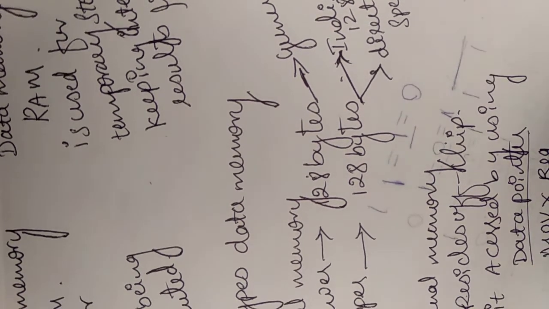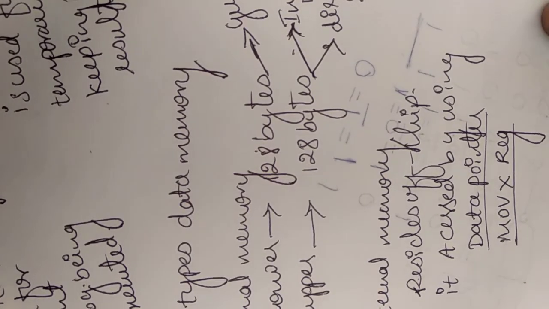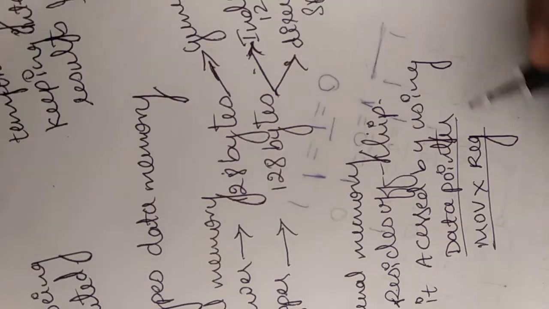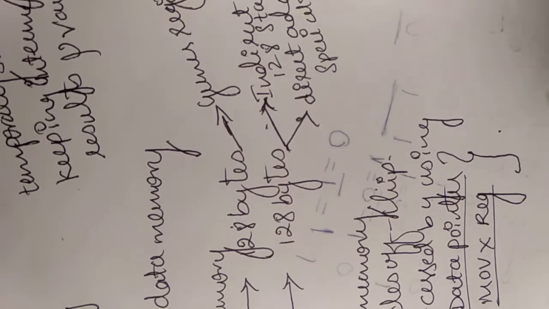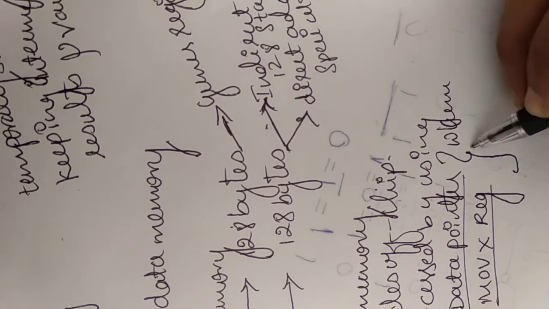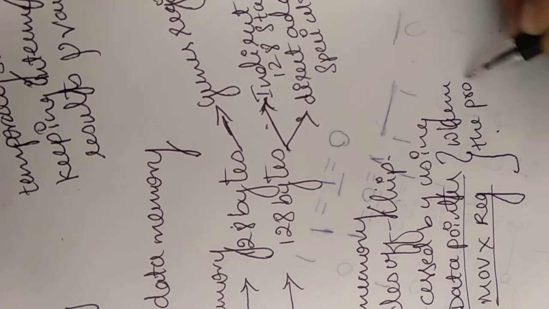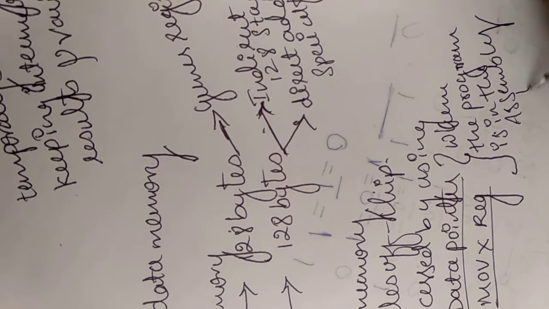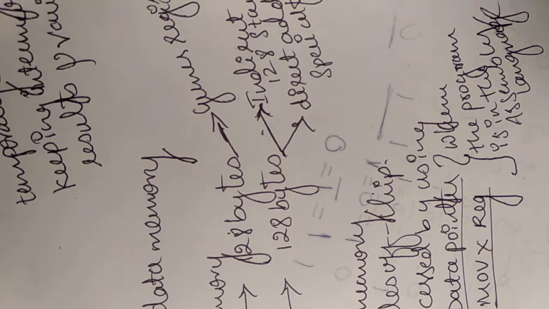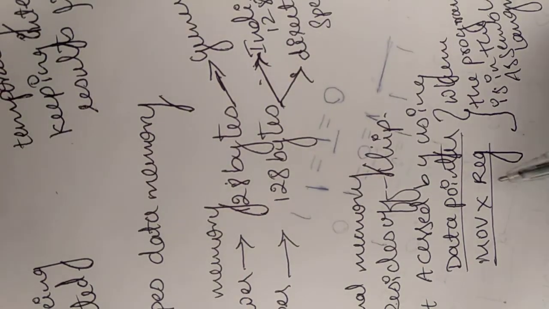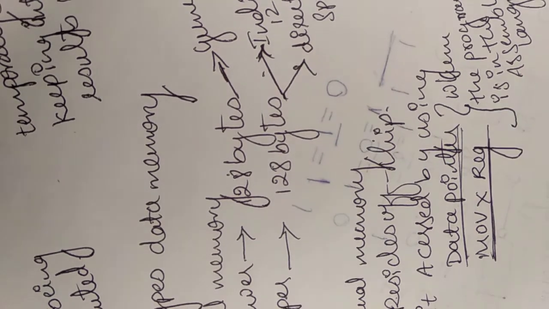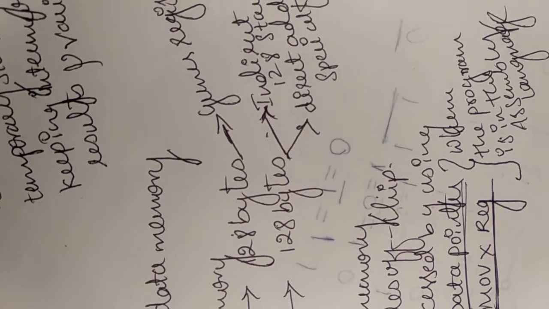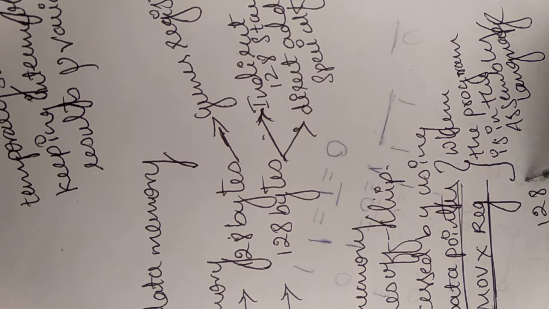These two will be used when you write the program in assembly language. At that time you have to use the data pointer and MOVX to access external memory.